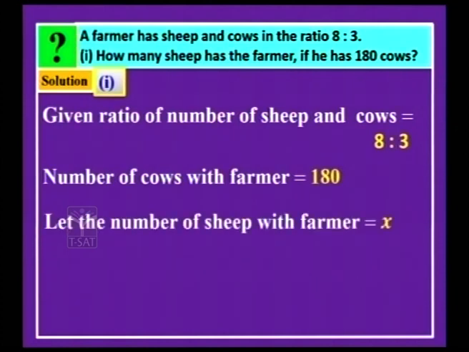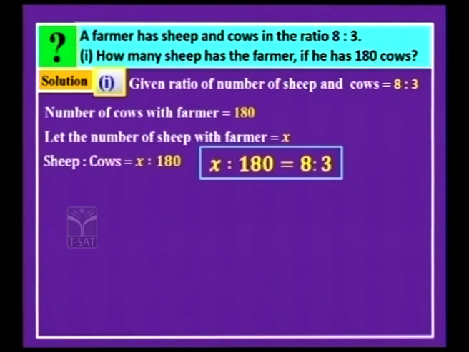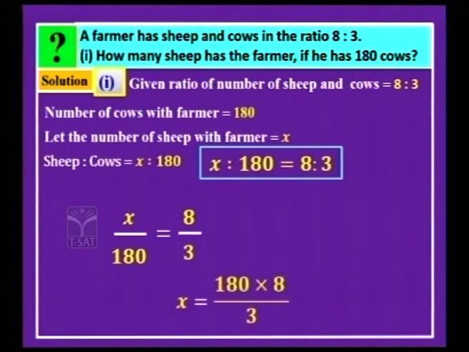Let us assume the number of sheep with the farmer is equal to x. I can write sheep is to cows ratio is x is to 180. So therefore x is to 180 is equal to 8:3. Now let us solve this, children. So x is to 180 can be written as x by 180, that is equal to 8:3 written as 8 by 3. Now let us cross multiply them.